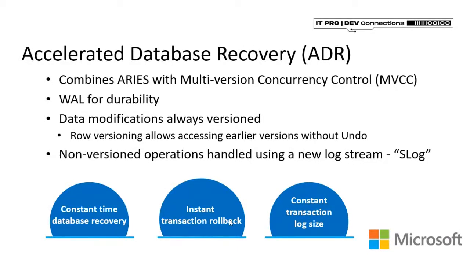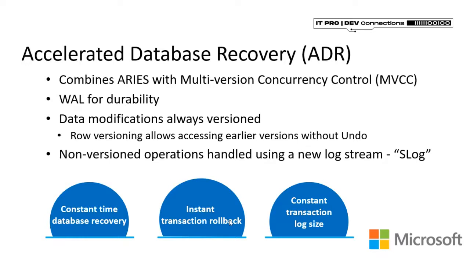So we still use write-ahead logging from ARIES for durability. That's how we make sure that if something gets committed, it's durably committed in the database. But we leverage the multi-version concurrency control now in a different way. We make sure that all data modifications are versioned. So regardless of whether you use snapshot or not, now everything is versioned. And the main idea is that we use these versions. If a transaction rolls back or we crash, we use these earlier versions to access the committed state of the row without having to go through the expensive undo process, right?